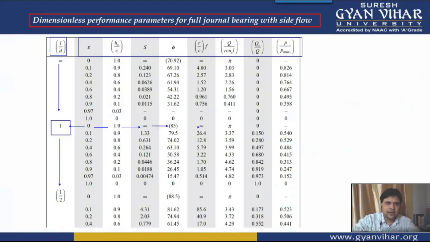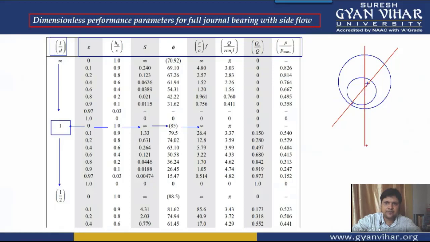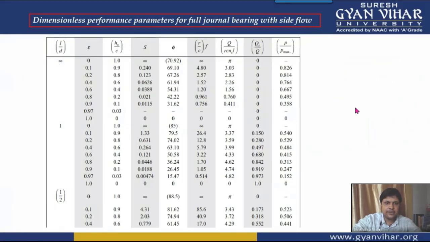Then you have phi, the angle with the vertical which the minimum oil film thickness makes with the vertical. What was phi? Phi was the angle which the minimum oil film thickness makes with the vertical. For example, this is the minimum oil film thickness. So if this is the line, then this line of minimum oil film thickness and the center, the angle which this line makes with this vertical will give you the value of phi, which is the attitude angle.